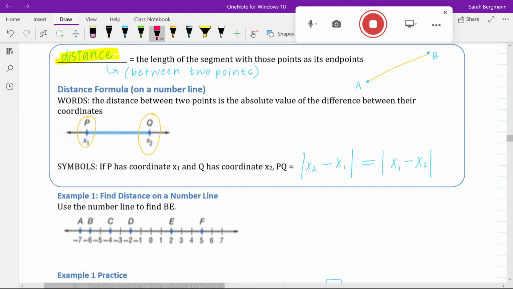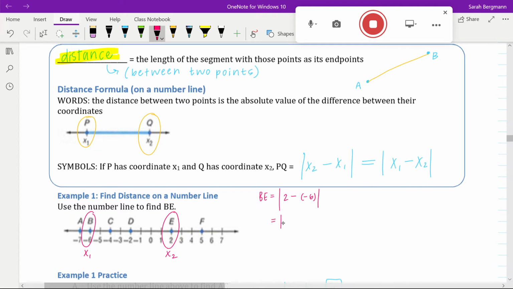If we want to use this number line below to find the length of segment BE, first step is to locate the points B and E. Label the first coordinate x1, the second coordinate x2. Now, in order to find the length of BE, I can use this formula, x2 minus x1, which is 2 minus negative 6 with the absolute value.